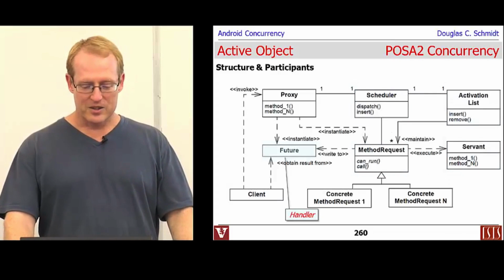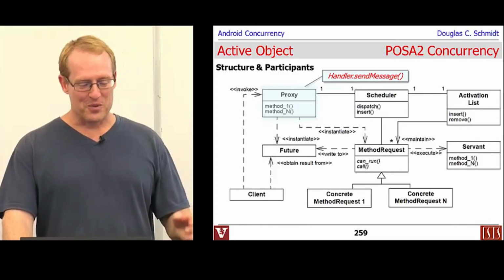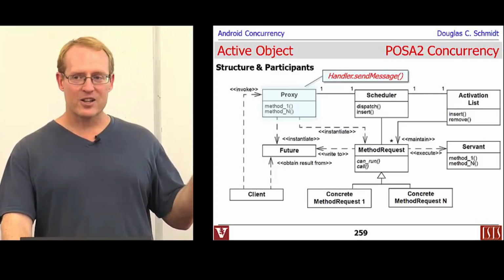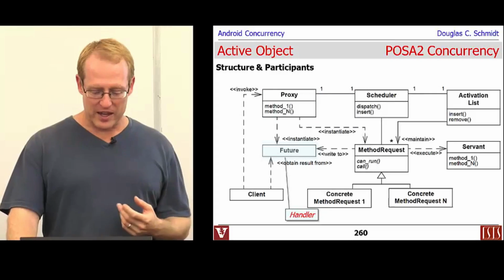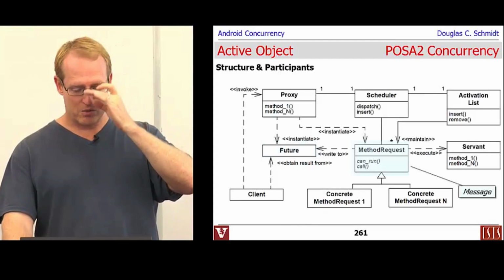The other thing that I didn't really explain as I was talking about this is the mapping onto Android. So you invoke an operation on a handler, which is a proxy-like thing. And there's another way to use a handler as a future. We'll talk about that later.